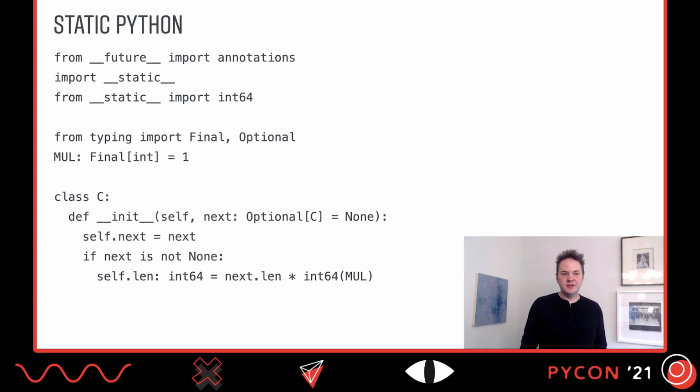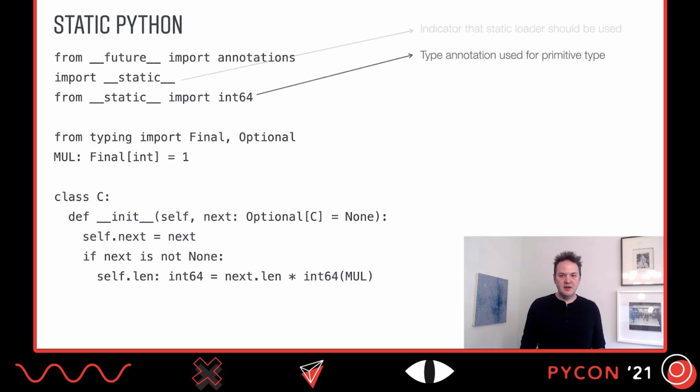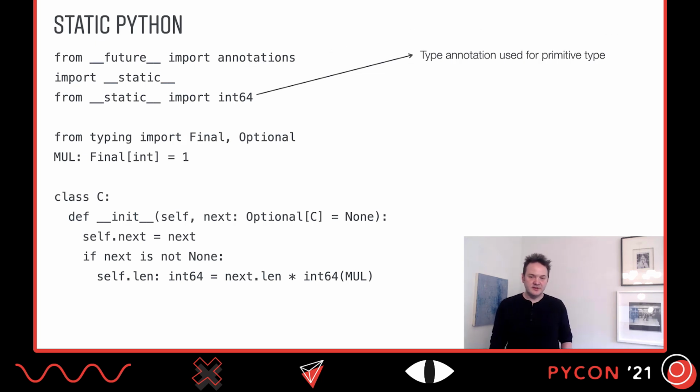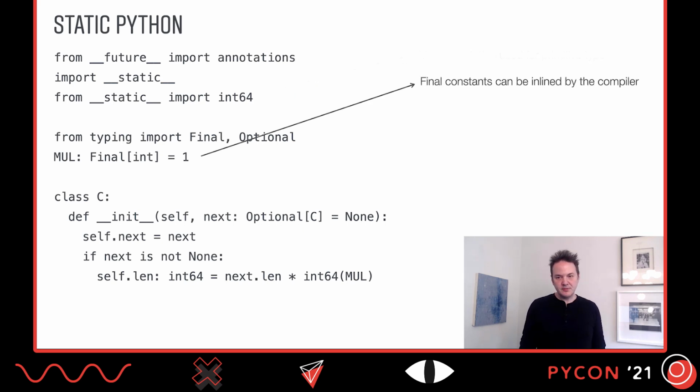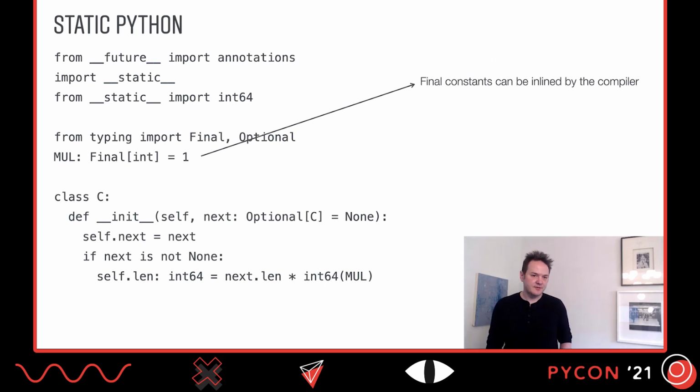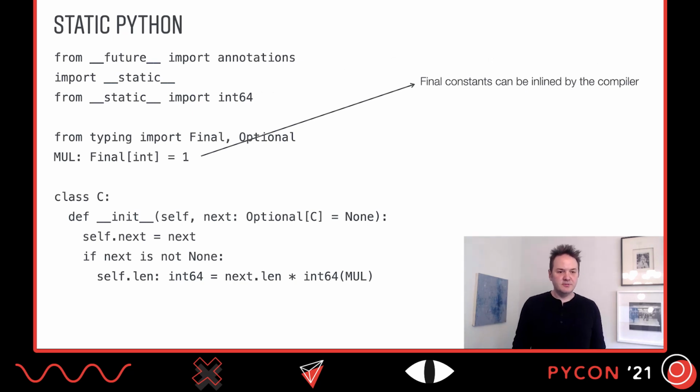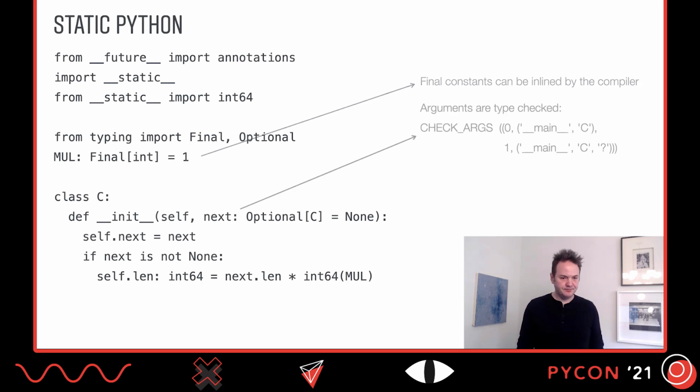So it all starts with the import __static__. And this marks that the static loader should be used and that this should be statically compiled. We've got some things like from __static__ import int64. And so this is a type annotation that can be used to indicate that something's a primitive type, and it will avoid a boxed integer and significantly increase the performance if you're doing simple integer arithmetic. We can do things like use final constants. So Final[int] is a normal type annotation, and this will allow us to treat this global as a constant and actually inline it into the generated code.